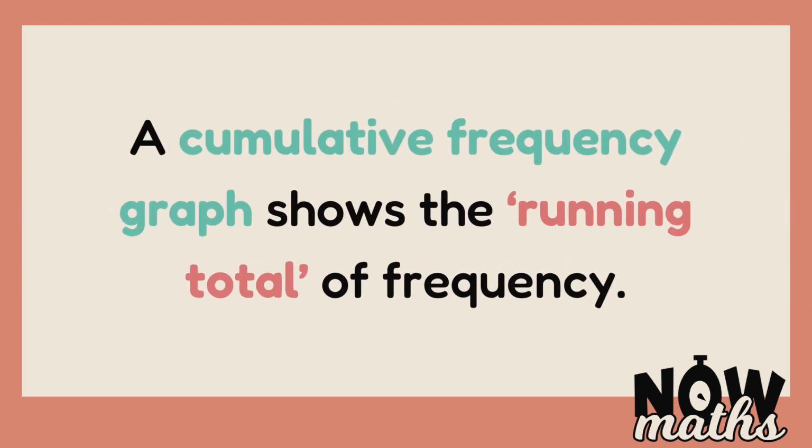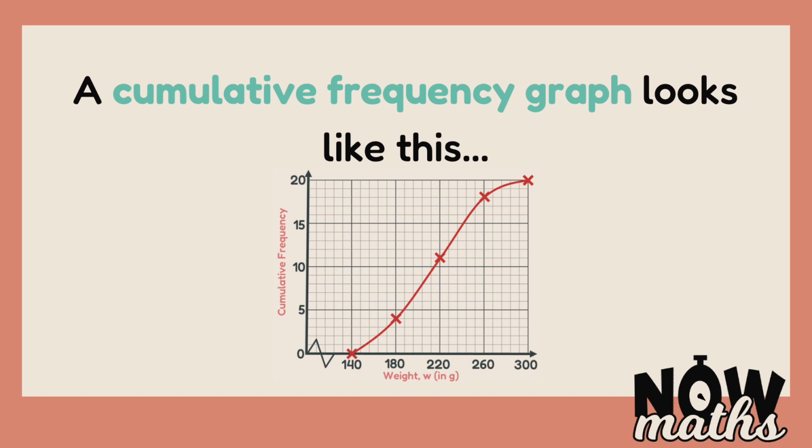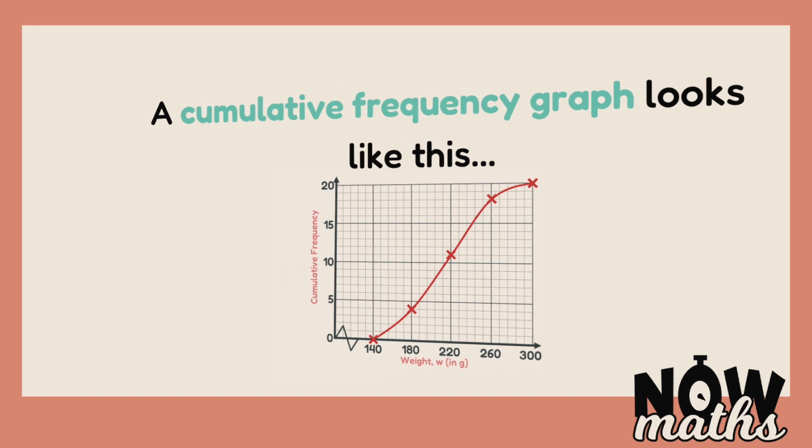A cumulative frequency graph is a curve that shows the running total of frequency. A cumulative frequency graph looks like this and looks different to the previous graphs because it's joined by curved lines, though this isn't the only difference, so let's take a look at how to draw one.